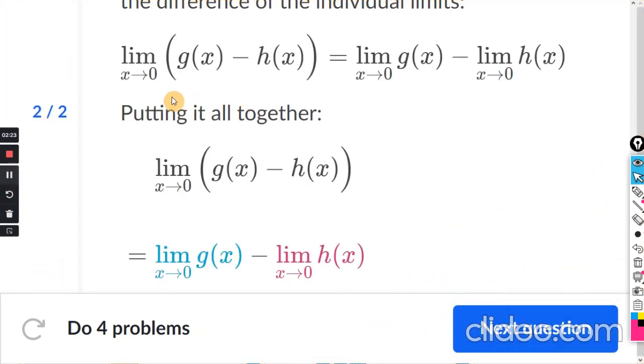If you'll notice, they said the same thing I did. So this is what they asked us, and you can just separate g of x and h of x, take the limit as x approaches 0 for each one, and just subtract them. So that's exactly what we did.